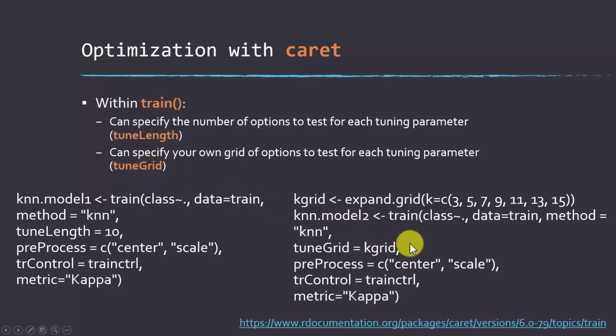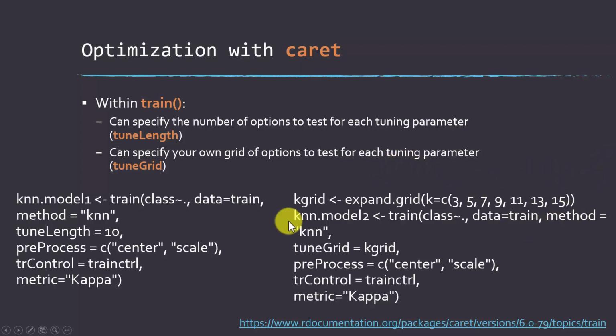In this case, you actually give it a grid of values. Here I use this expand.grid argument, and I'm saying for K, test 3, 5, 7, 9, 11, 13, and 15. Then down here inside of the model, instead of calling tune length, I call tune grid, and I call that list of K values. If you have more than one tuning parameter, you can set it up as K is equal to a set of values, and then a comma, and the other parameter is equal to another set of values.